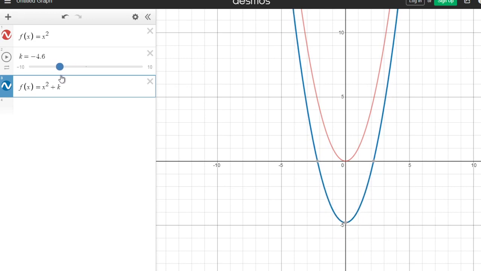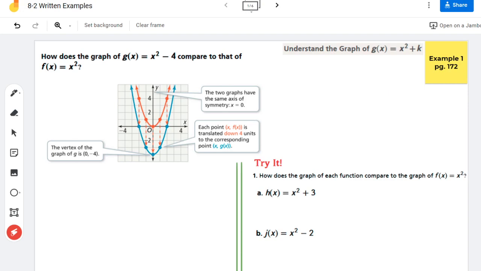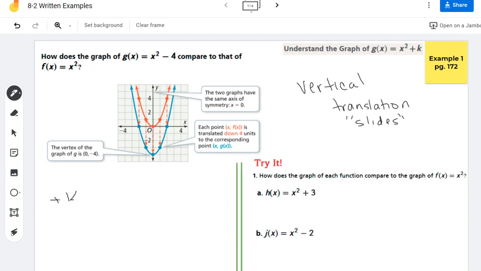So what's happening here is this k is acting as what we call a vertical translation. You guys may have learned about translations as slides. Okay, that's another way that people teach it. So when you have a positive k value, our graph translates up. And when you have a negative k value, the graph translates down.